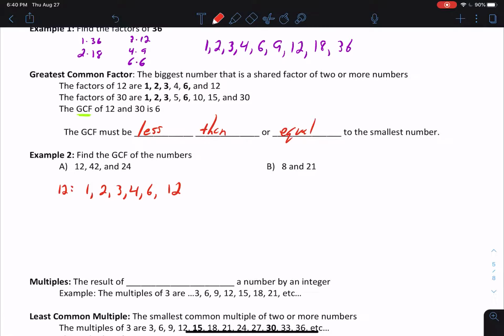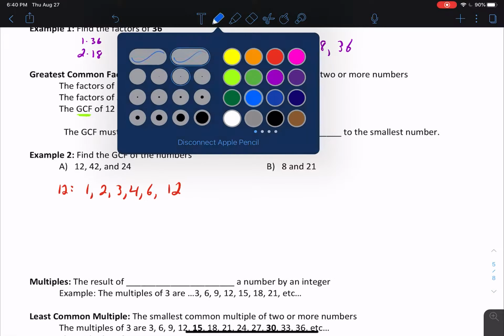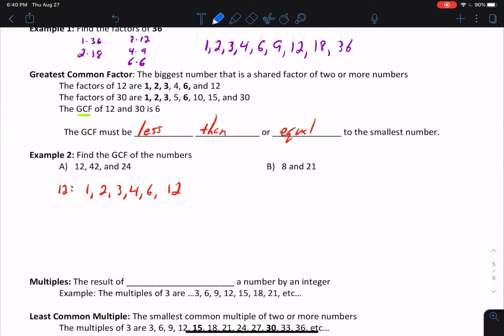So now we look through those and we're going to go top down. Let's start at 12. Does 12 go into 42? It doesn't. 12 does not go into 42 evenly. So 12 cannot be the greatest common factor of all three of those numbers. 12 does go into 24, but it doesn't go into 42. Therefore, it doesn't fit the criteria of being the biggest factor that's shared between all three of those numbers.